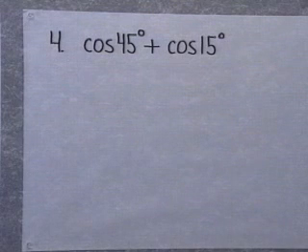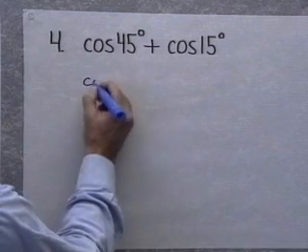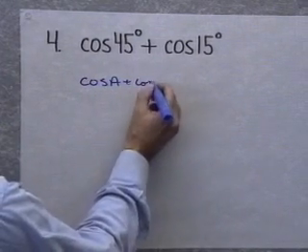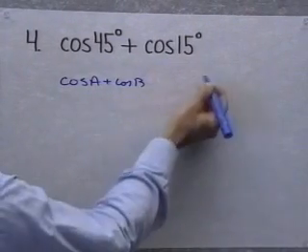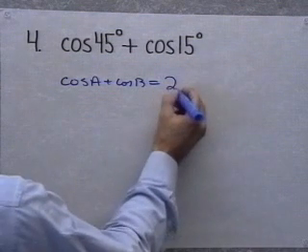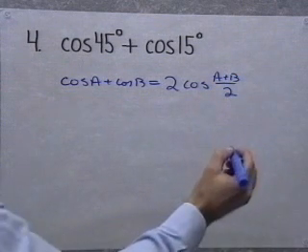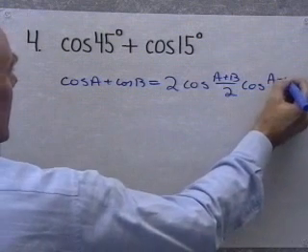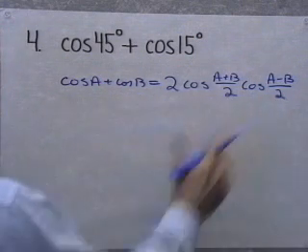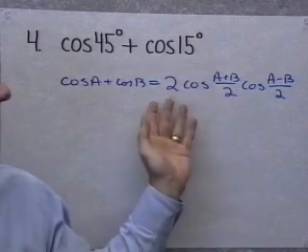I want to simplify cosine 45 plus cosine 15. Now, what we want to see is that this looks like cosine A plus cosine B. Now, in the book, cosine A plus cosine B, a formula that takes us from a sum back to a product, is this formula. Cosine A plus cosine B is equal to 2 cosine A plus B over 2 times cosine A minus B over 2. And again, this formula right here is derived in the book. You're going to have to look it up in the book to see exactly where this came from.